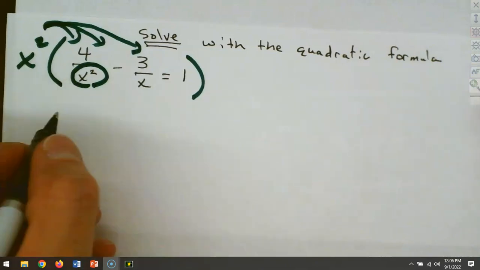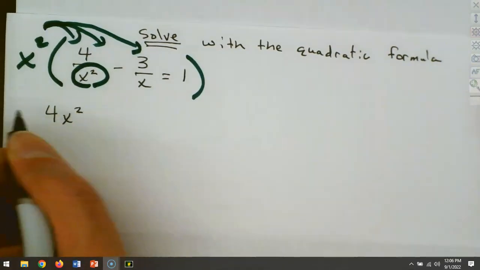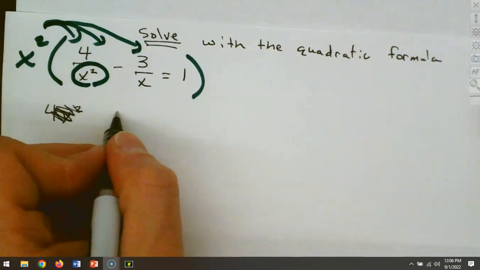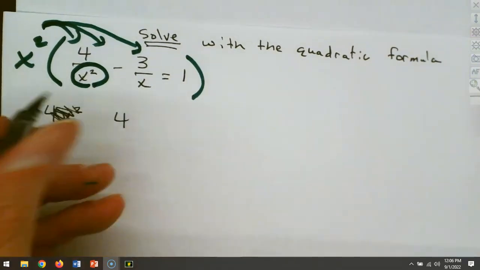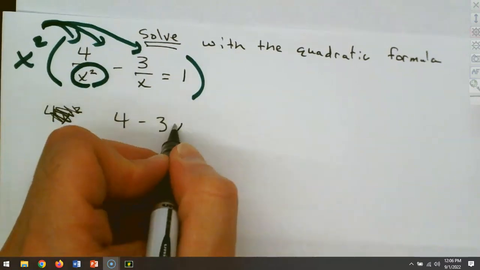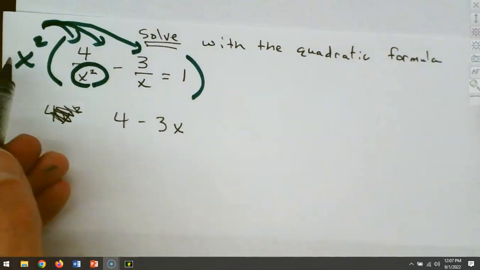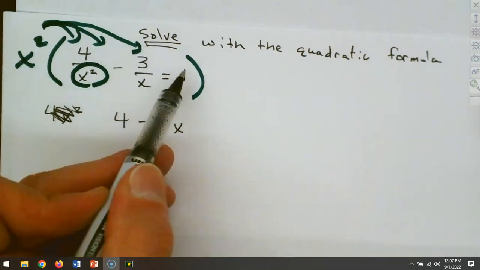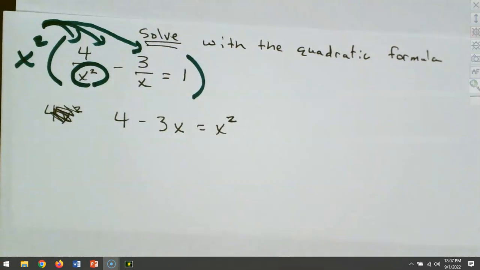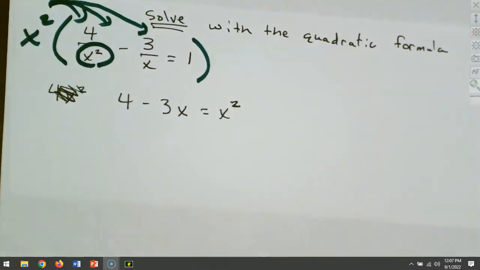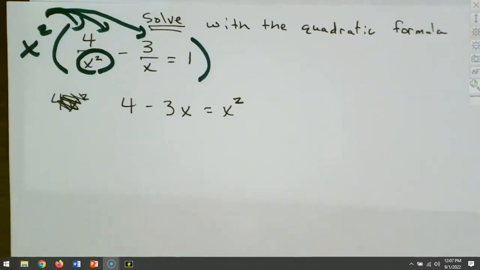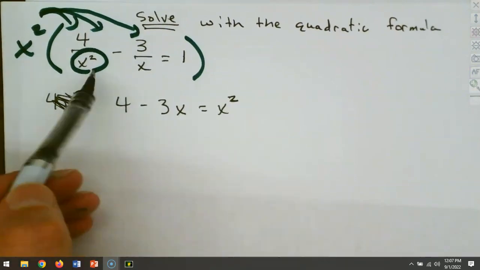So the x squareds cancel, and that leaves you with a 4. Let me write it in the right order here correctly. So the x squared and the x squared, those cancel. That leaves you with a 4, right? Then we have a minus 3. X squared cancels with one of the x, so that leaves you with a minus 3x there. And then on the right-hand side, 1 times x squared, that leaves you now with x squared. So are you with me so far there? We multiplied everything by an x squared to clear out my fractions.